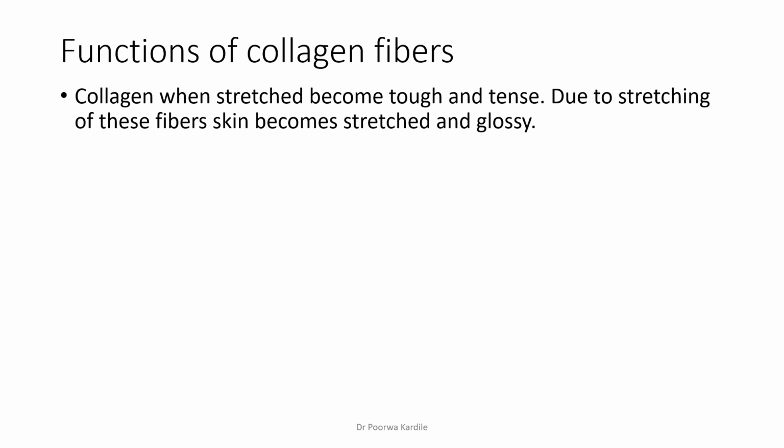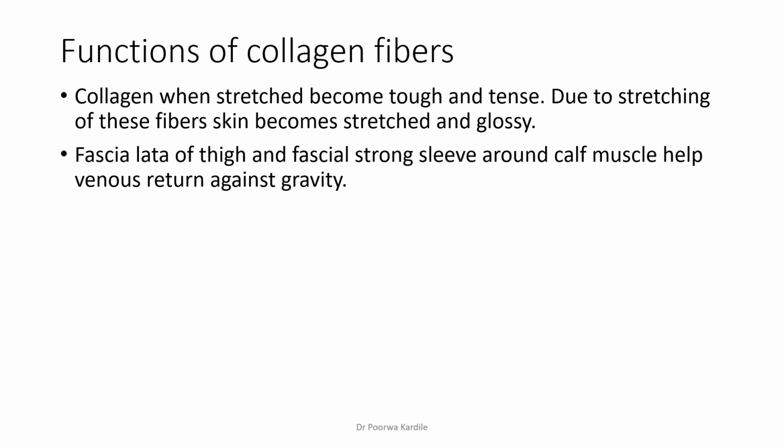It is due to decreased production of collagen and elastic fibers. Then the collagen fibers are present in the deep fascia, like fascia lata of the thigh. Then the deep fascia forms a sleeve around calf muscles of the lower limb. Now we know the calf muscles are gastrocnemius and soleus.